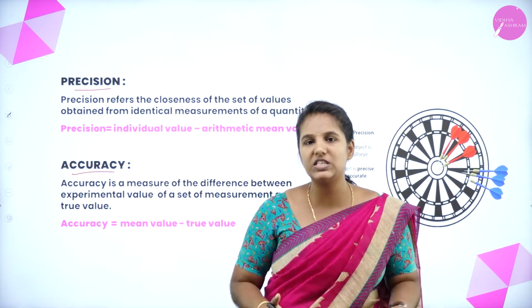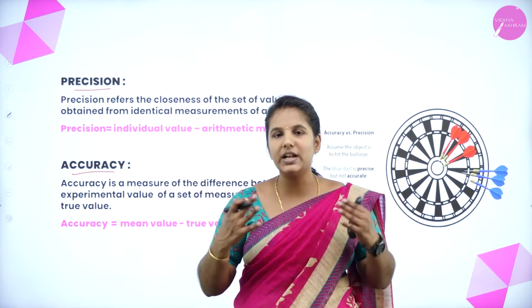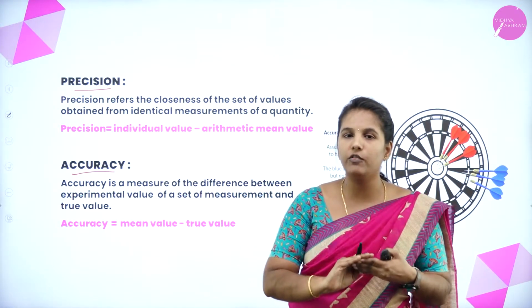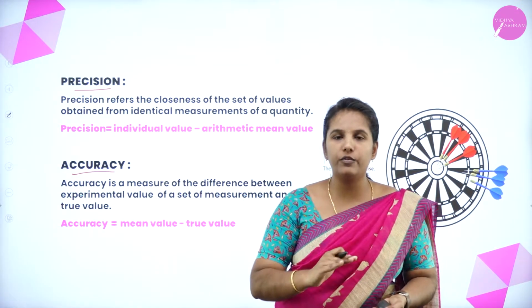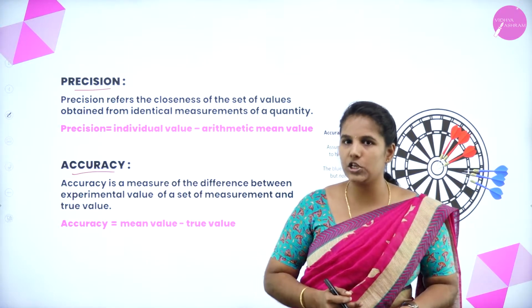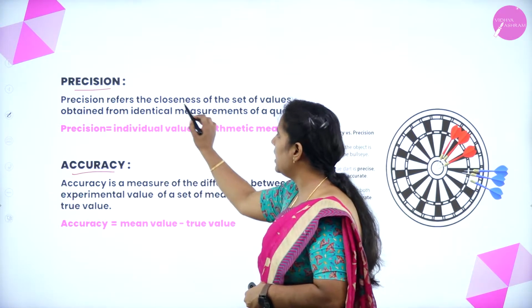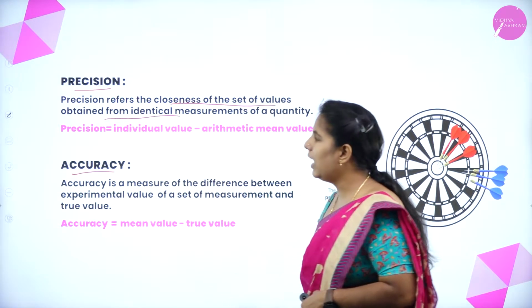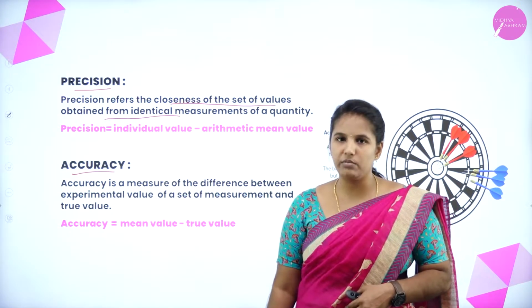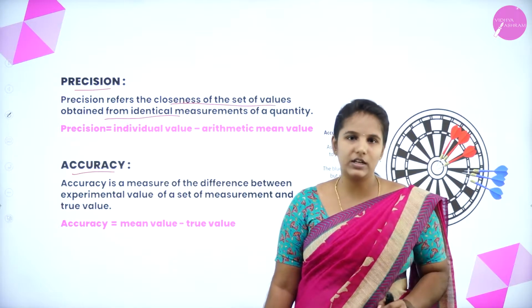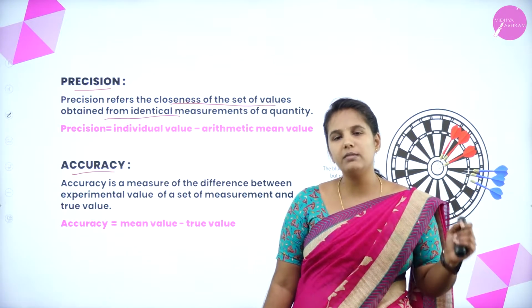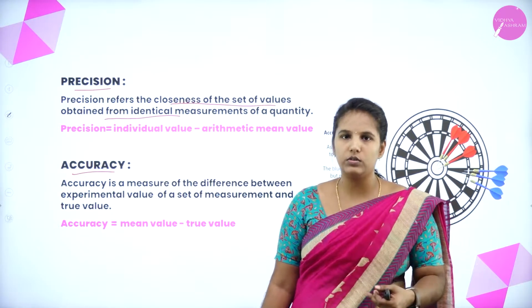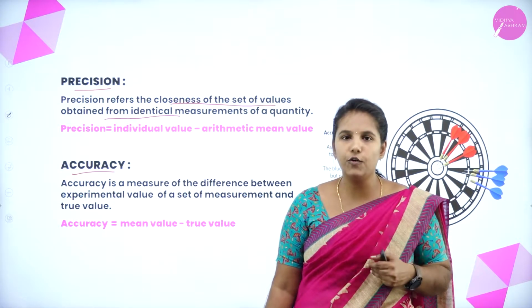Then what is precision? Precision is nothing but the closeness of the set of values obtained from identical measurements. Suppose I am doing a titration. How many times do I have to do it? At least 2 times, 3 times or 4 times.